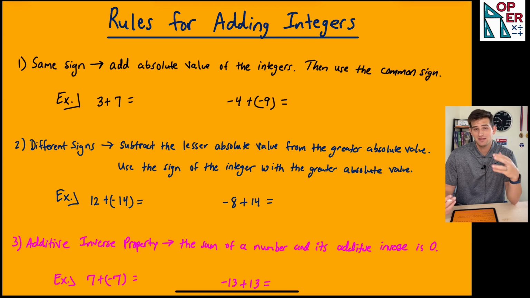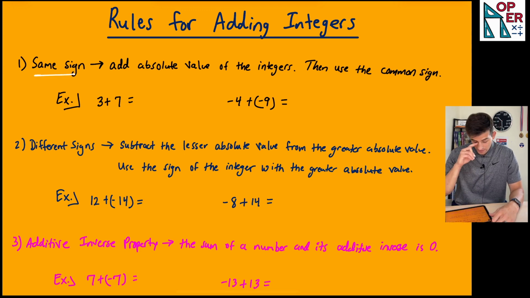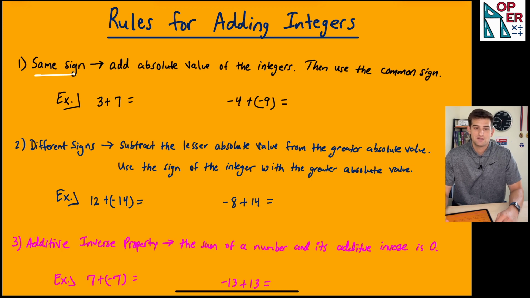So what do we mean by the sign? Well, the sign is either positive or negative, or we could also have 0 in there. But for now we're going to focus on when we have two positive numbers or two negative numbers. So when we have the same sign, it just tells us to add the absolute value of the integers and then use the common sign.